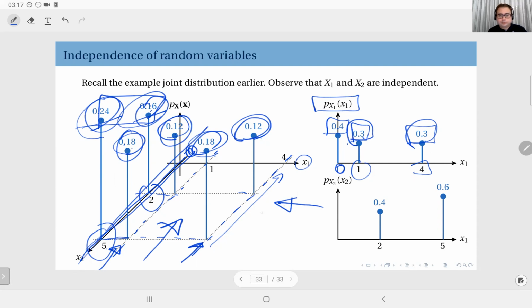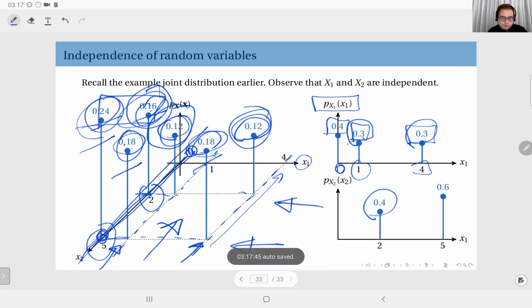So when you look from this perspective, for x2 equals 2, you get this probability, 0.16, you get this 0.12, you get this 0.12, you add them up, you get 0.4. And when you look at x2 equals 5 from this direction, you get 0.24, 0.18, and 0.18. Add them all up, so you combine them on this line, what you get is 0.6. So these are the marginals. Okay, now let me clear up.